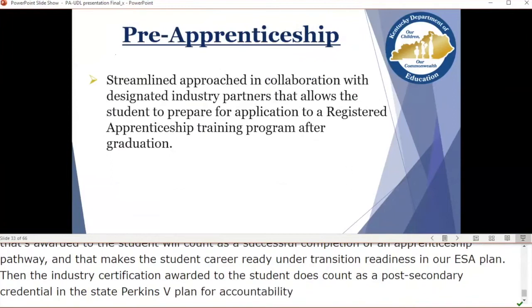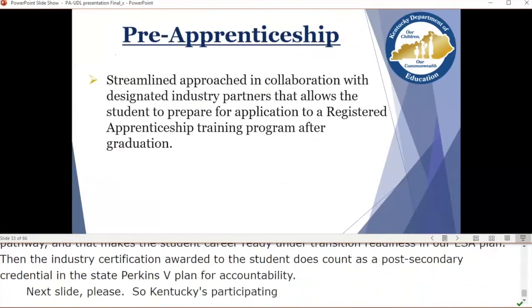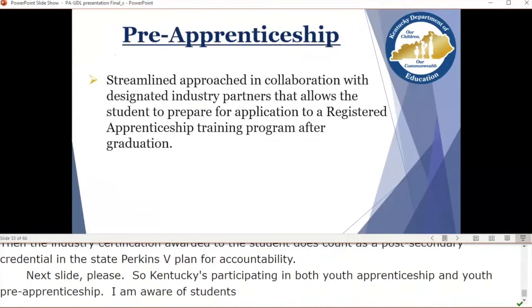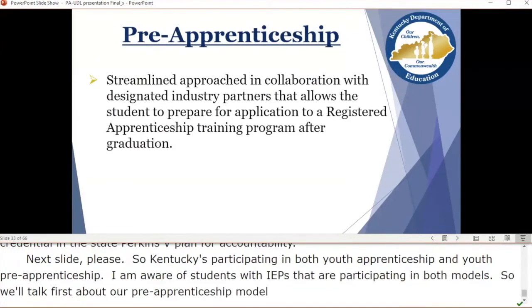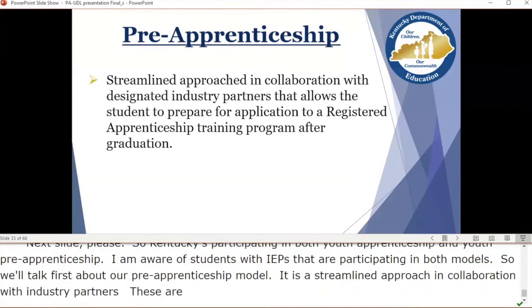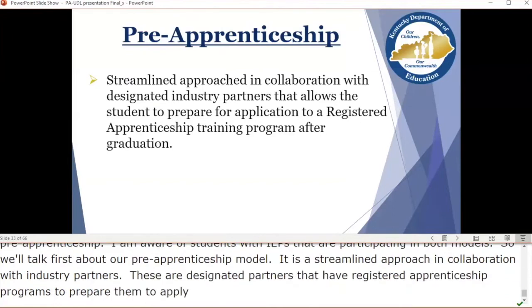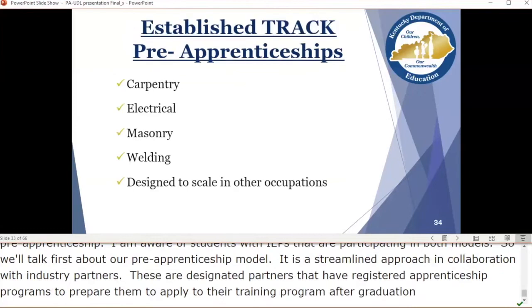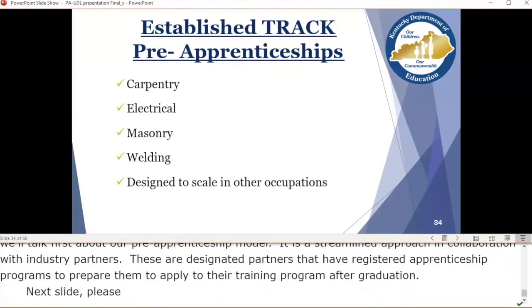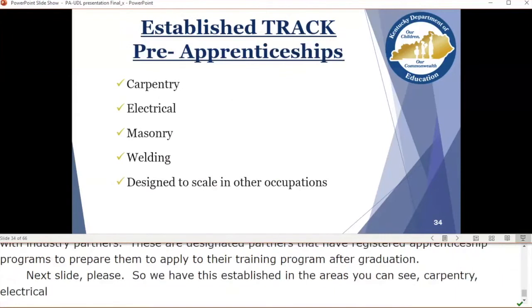So Kentucky is participating in both youth apprenticeship and youth pre-apprenticeship. I am aware of students with IEPs that are participating in both models. So we'll talk first about our pre-apprenticeship model. It is a streamlined approach in collaboration with industry partners. These are designated partners that have registered apprenticeship programs to prepare them to apply to their training program after graduation. Next slide, please. So we have this established in the areas that you can see: carpentry, electrical, masonry, and welding, but we designed that model to scale it into other occupations.